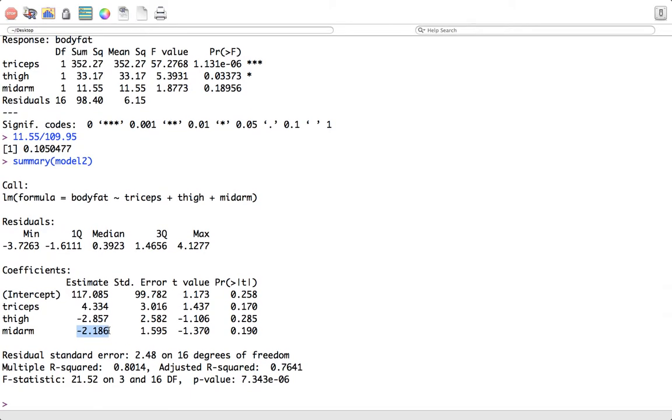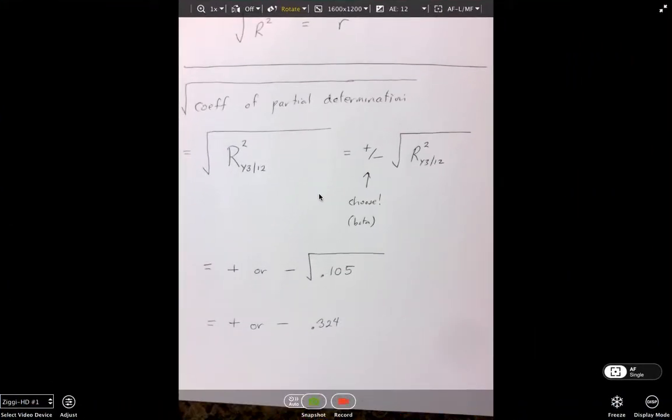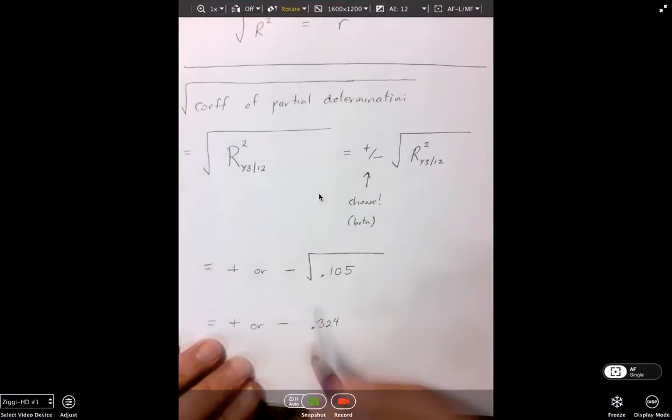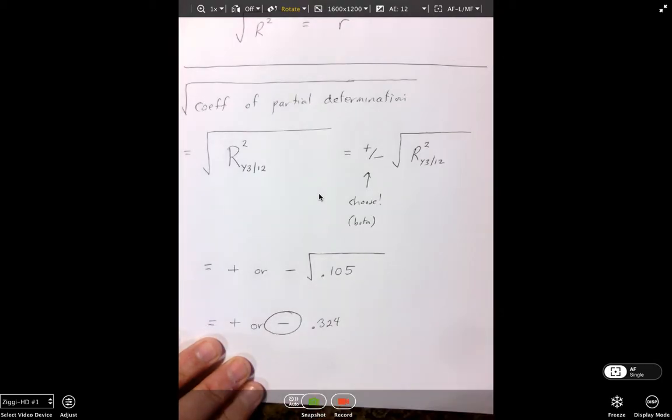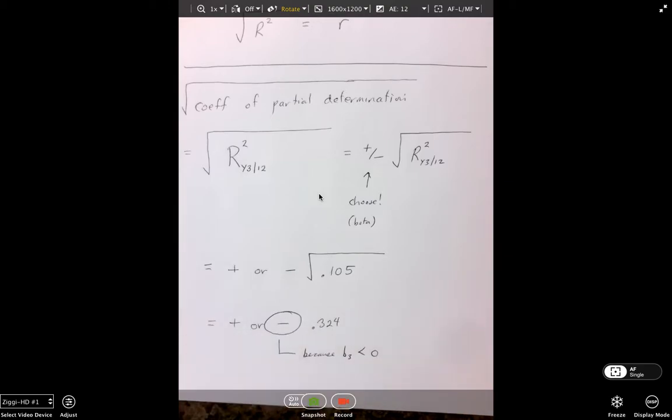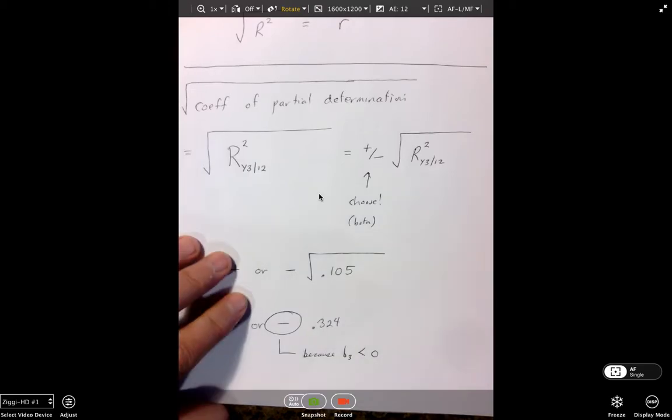That's going to determine what the sign of our coefficient is going to be. So guys, in this case, we're going to have negative because beta 3 was negative. Okay? So our partial correlation coefficient for adding mid-arm with thigh and tricep in our model would be negative 0.324.